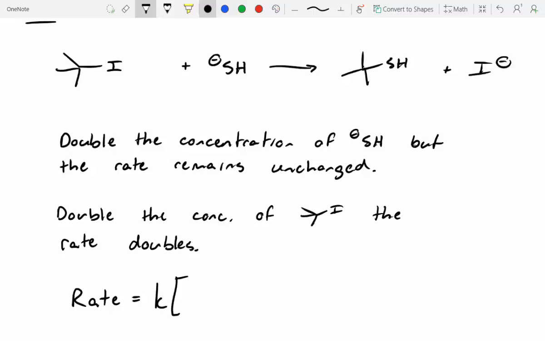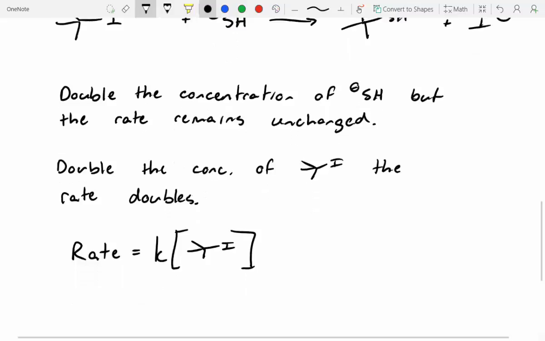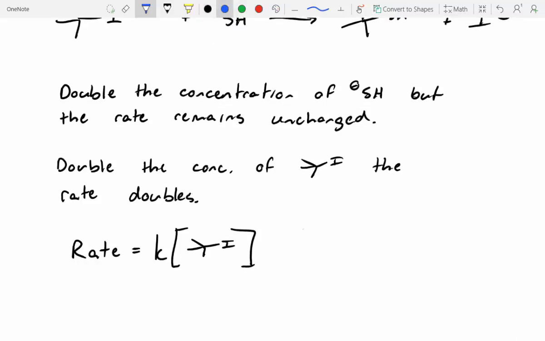I've got a bracket. What goes in the bracket now? Would it be the thing with iodine or the sulfur? The iodine. Yeah, the iodine. Do I need to put the SH minus in brackets? No, because it doesn't impact the rate at all. So if we look at this, we can make an assumption that this reaction must be first order.